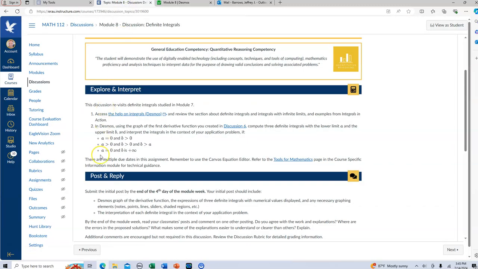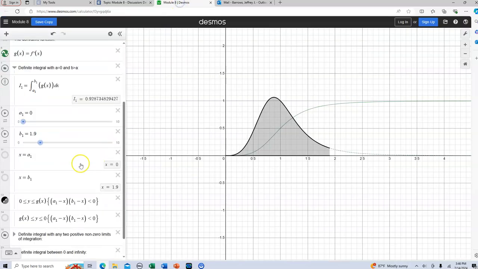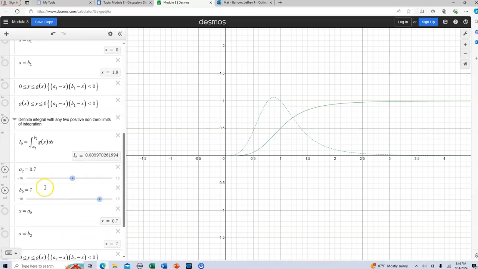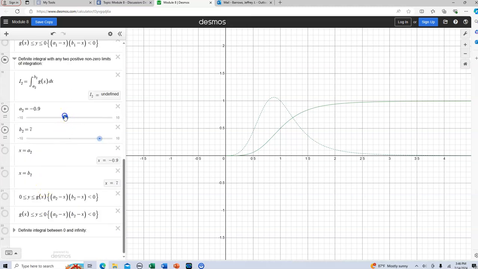The second integral that I want to evaluate, the only thing we're going to change here is we're going to let a be greater than 0. And let's go to that second set here. Definite integral with any two positive non-zero limits. And let's see what we've chosen here. Let's choose, I don't know, about 0.5. We don't want to go as far as 7. That's not going to show us much. Let's go to about 2.5, that ought to be good.